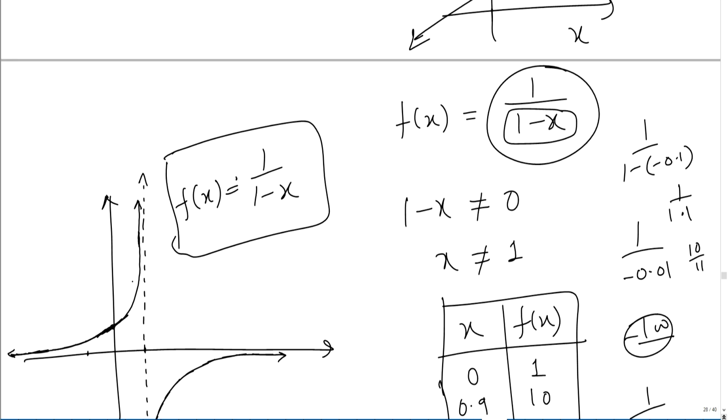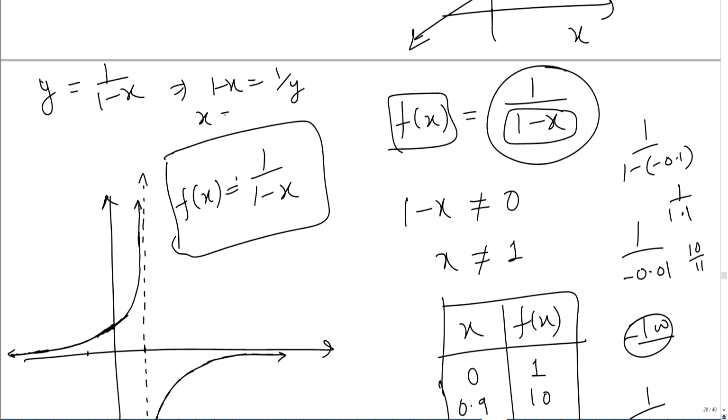One thing you can see is this: let us plug in y equals 1 divided by 1 minus x. I just replaced f of x by y. Now let us solve this equation for x. So 1 minus x is 1 by y. What would x be? x would be 1 minus 1 by y, so that is y minus 1 divided by y.